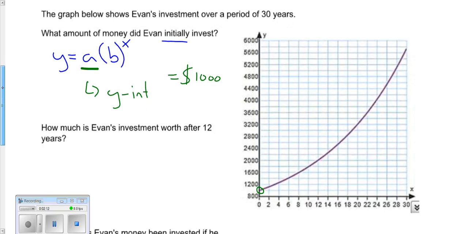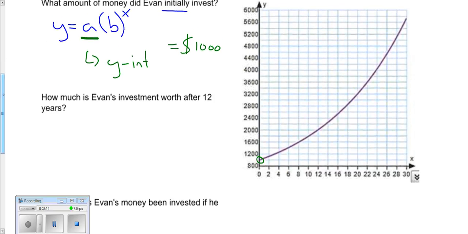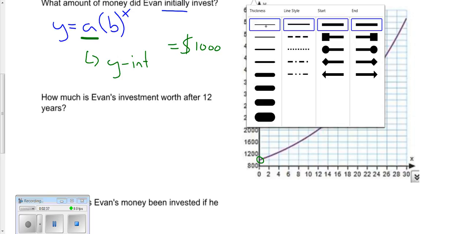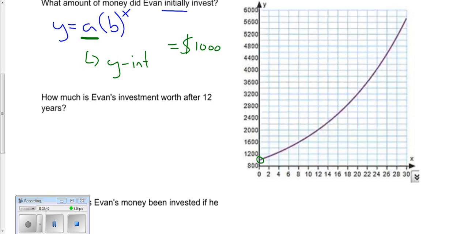So we want to then extend this a little bit more and figure out, well, how much is Evan's investment worth after 12 years? So if I want to know how much his investment's worth after 12 years, I need to figure out, okay, well, down here, this is my time in years, and this here is the dollar value, just so I've got my axes correctly labeled.